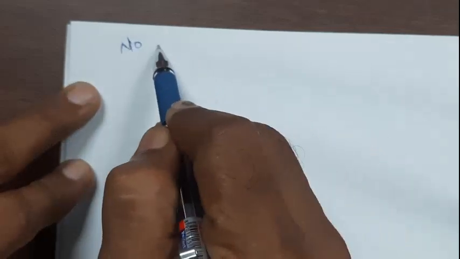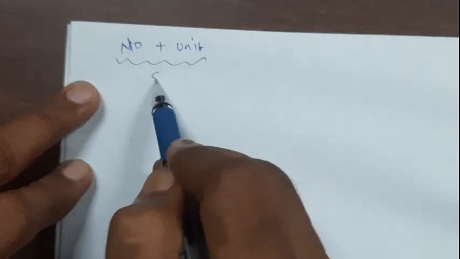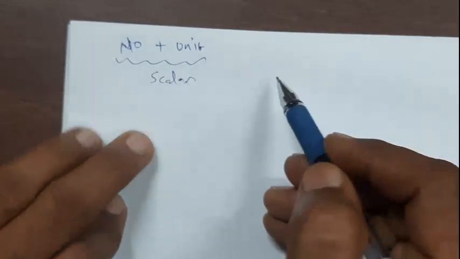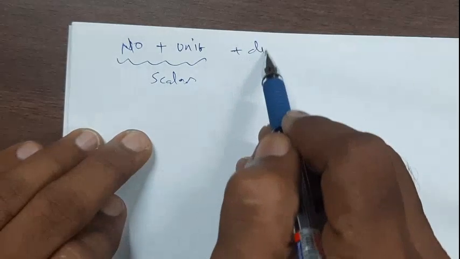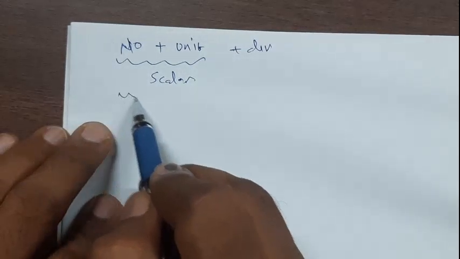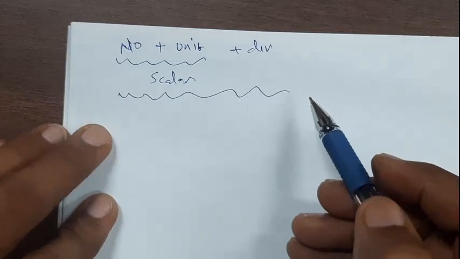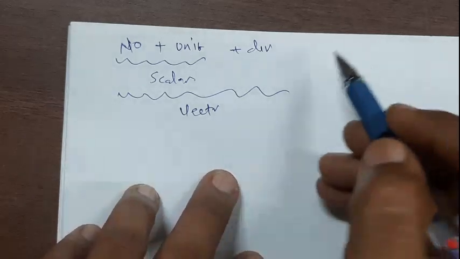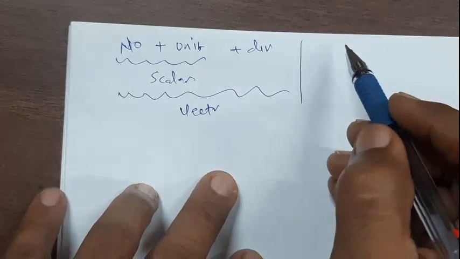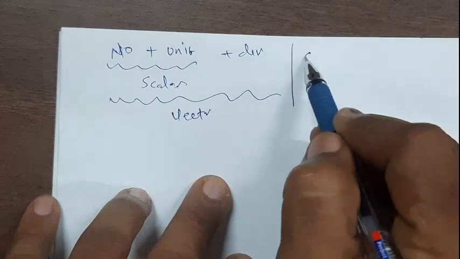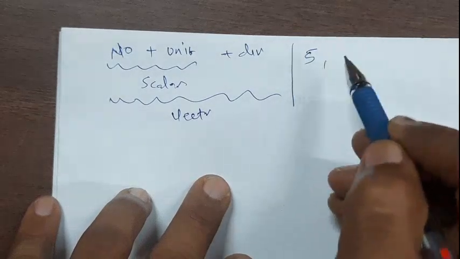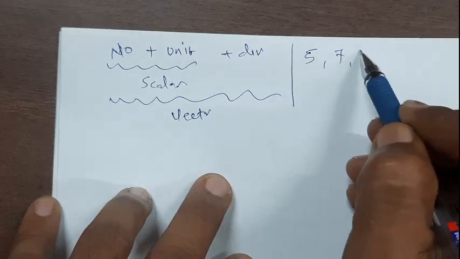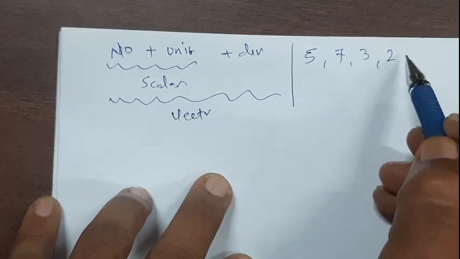One is just a number. When we add unit to this number, then it becomes the scalar physical quantity. And when I add direction to this scalar physical quantity, then it becomes the vector physical quantity. For example, I can think about just a number, say 5, then 7, then 3, then 2, etc.